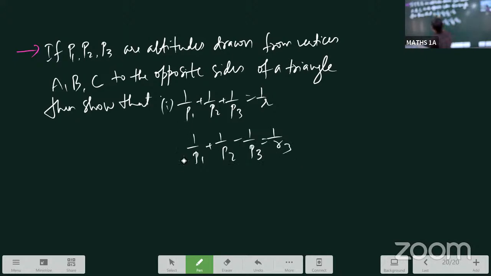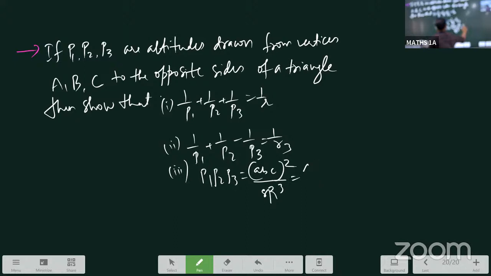First bit, second bit, third bit now. P1, P2, P3 product: ABC whole square by 8R cube, that is 8 delta cube by ABC. This is your most important sum. Right, let us finish off this.